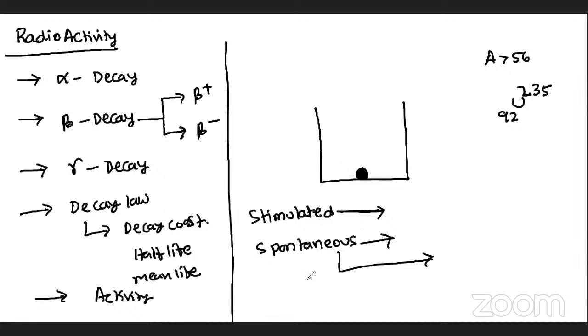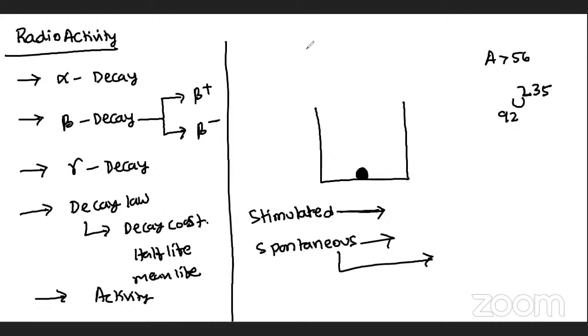So here also emission will be of two types, stimulated emission and spontaneous emission. So for radioactivity, we have two types of process. That is natural, that is without supply of any energy.